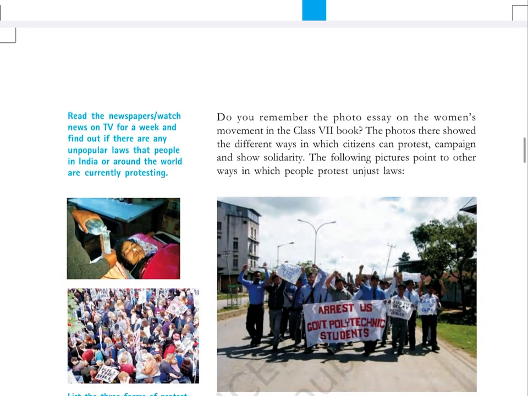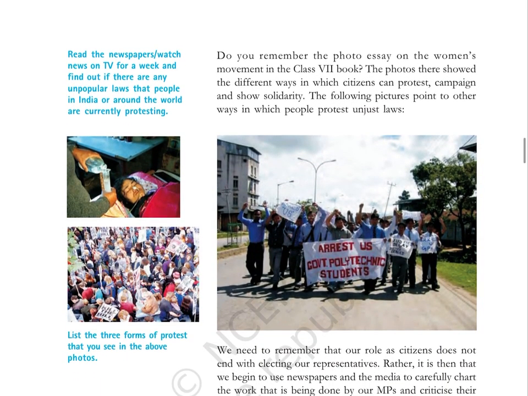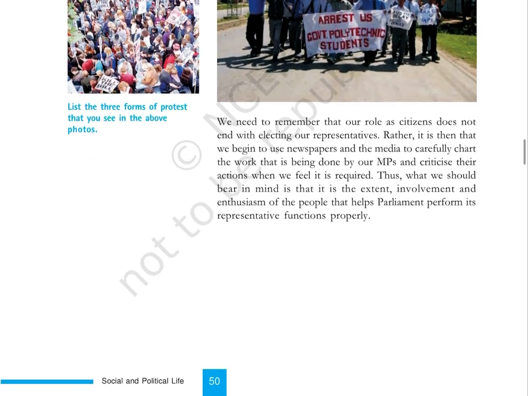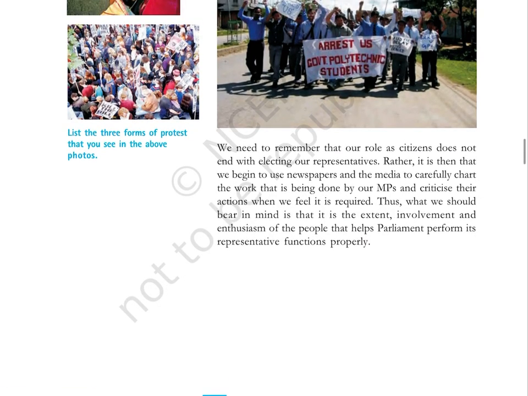Do you remember the photo essay on the women's movement in the Class 7 book? The photos there showed the different ways in which citizens can protest, campaign, and show solidarity. The following pictures point to other ways in which people protest unjust laws. We need to remember that our role as citizens does not end with electing our representatives.